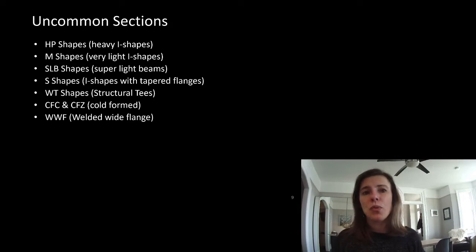Now the one that is really fun and interesting is a welded wide flange. What happens if your loads are big and you don't have what you need available? It just doesn't exist. You can make a beam.